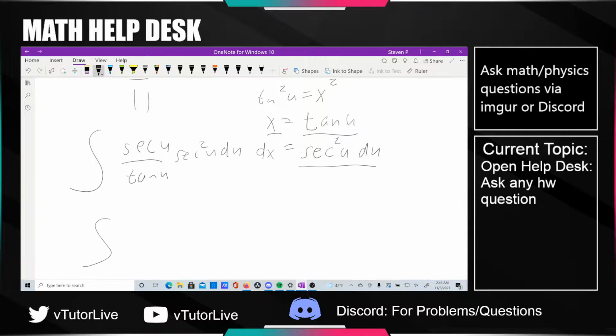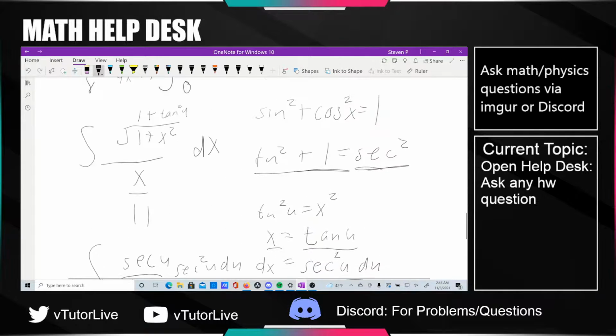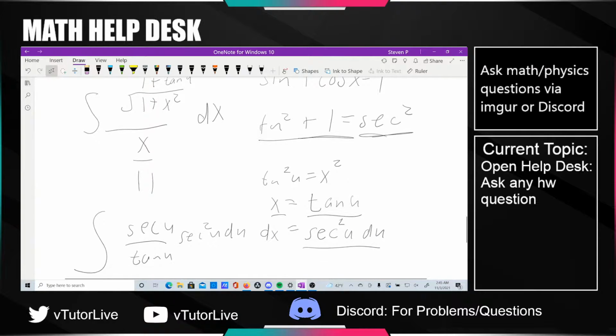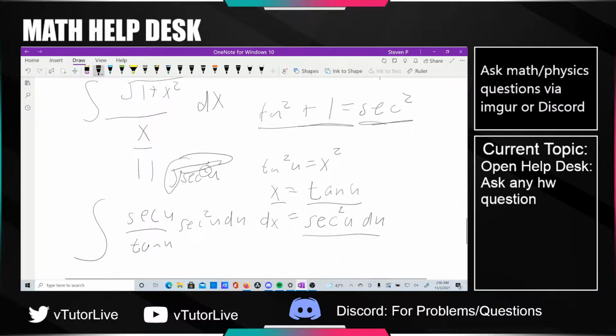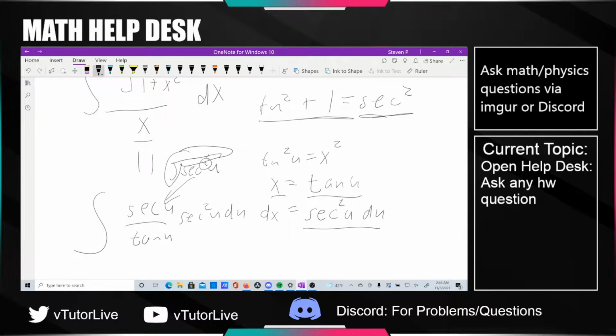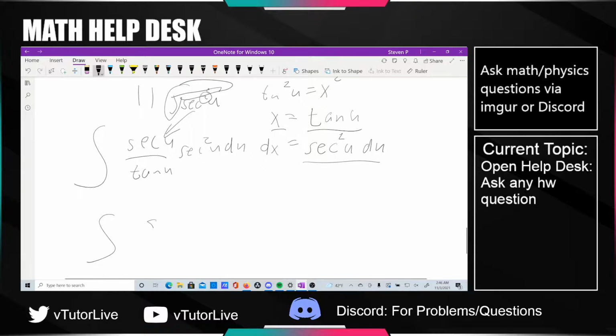Random question. Where does the square root go? We made sure to cover that. This turns into, at some point, 1 plus tan squared, which is secant squared of u. The square and the square root cancel out, and that brings you to secant u by itself there. So what are we looking at now? We're looking at secant cubed of u over tan of u, du.